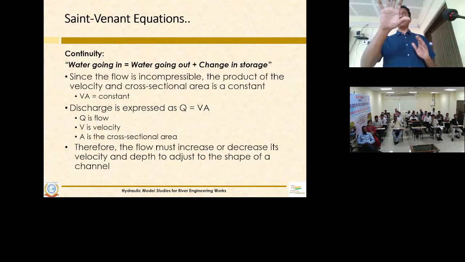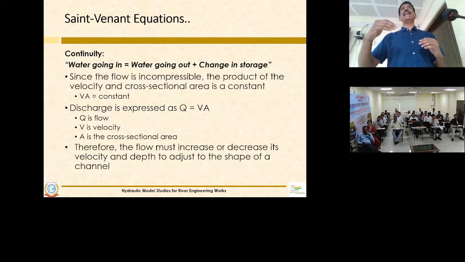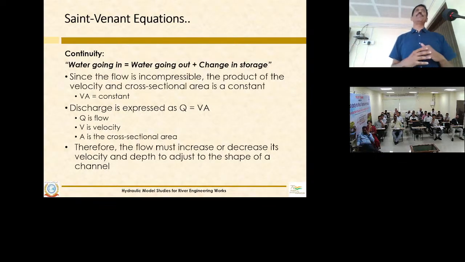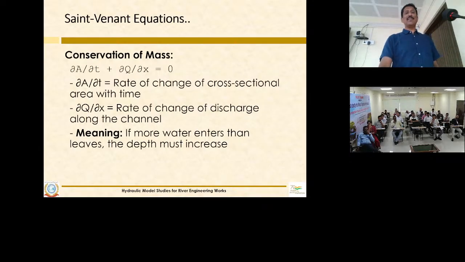So if you consider this block and two faces, what is entering, what is leaving, and if there is a difference between coming in and leaving out, some change has to take place in that cube itself. And that change in the cube is called a storage change. So your flood depth will increase or decrease based on the difference between inflow and outflow. So that is the continuity equation.